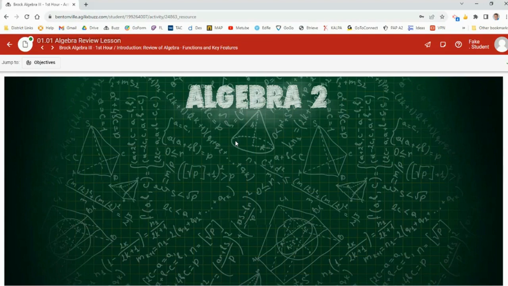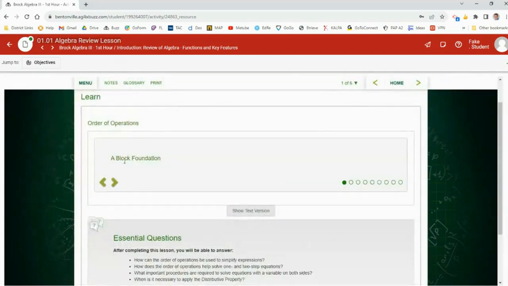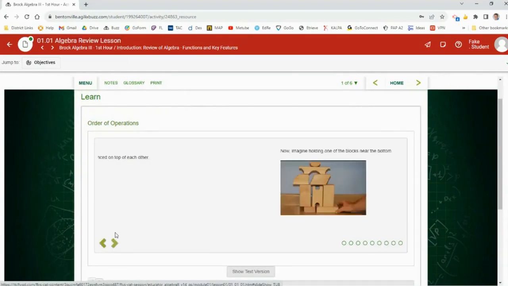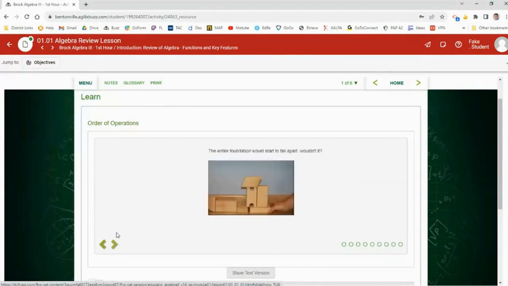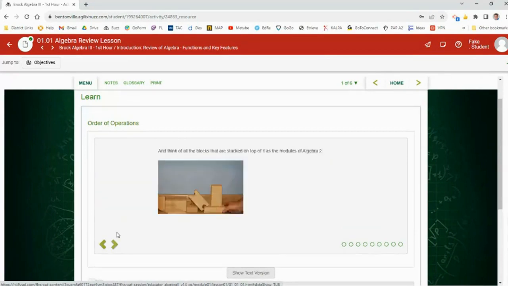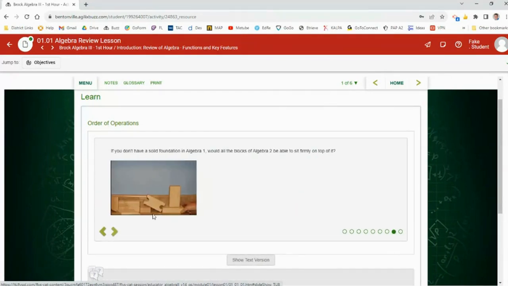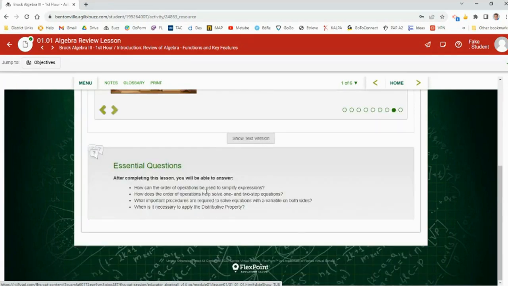The algebra review lesson talks about how you've got to have that block foundation. It says if you've got a stack of blocks and you grab one of the ones at the bottom and pull on it, suddenly you don't have a stack of blocks anymore because they all fall down. And that's what we're looking at as our foundation. We've got to know our earlier algebra classes to be able to build on that and learn more.